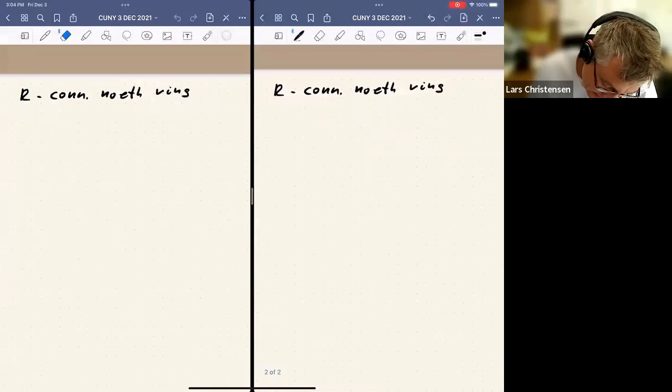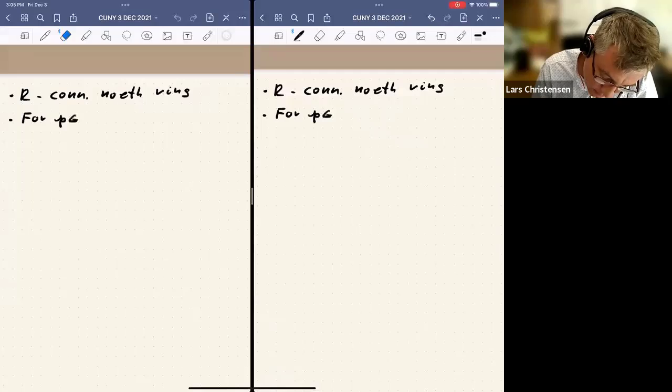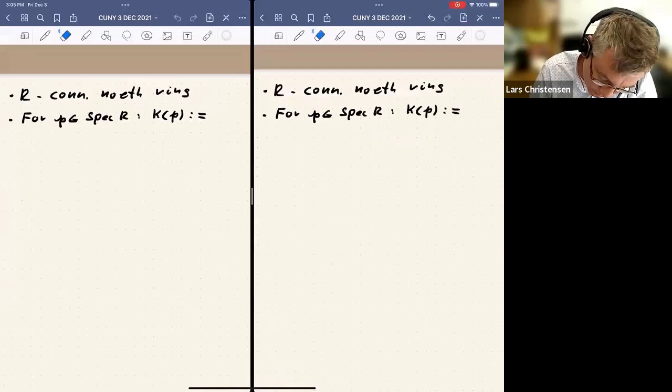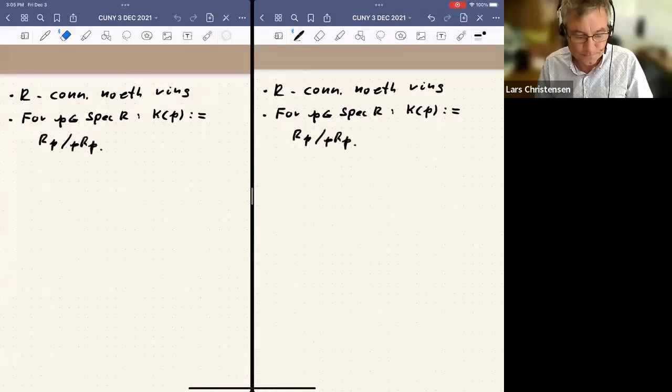So R is a commutative Noetherian ring, and for prime ideals P, I will write kappa P, which is going to be what you think it is. It's going to be the residue field of the local ring, R localized at P, like that.